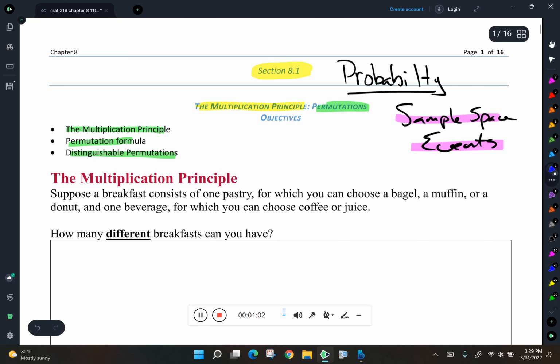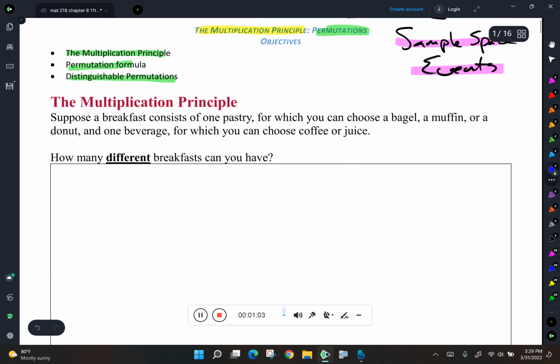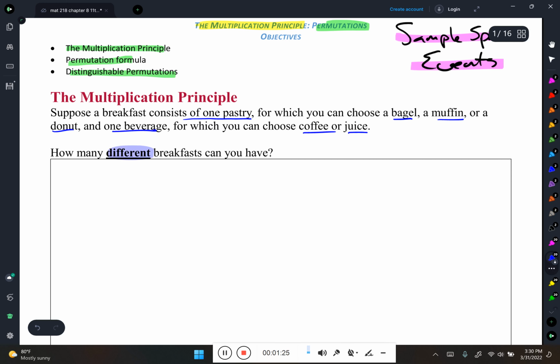We're going to start with the multiplication principle. All right, so take a look at an example to begin with, and we'll build from there. Suppose that you have a choice to make breakfast. For breakfast, you can choose one pastry, and it can either be a bagel or a muffin or a donut, and one beverage, and you can get coffee or juice. So how many different breakfast options are there?